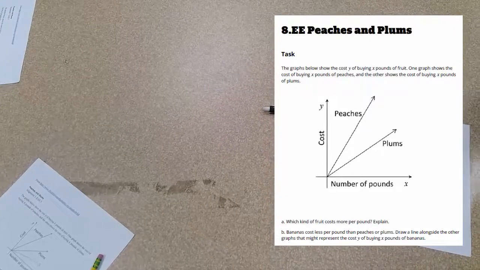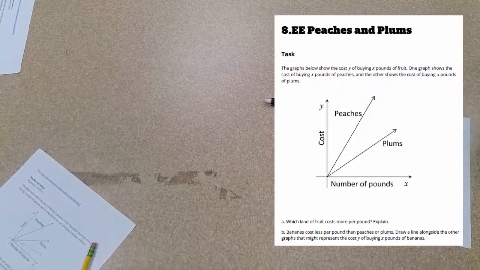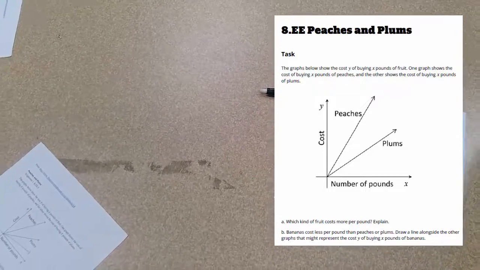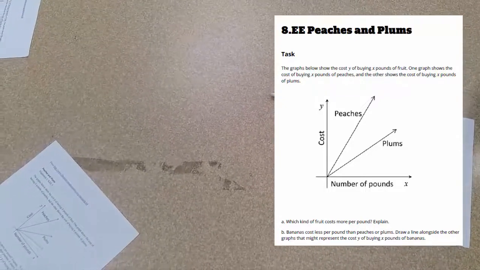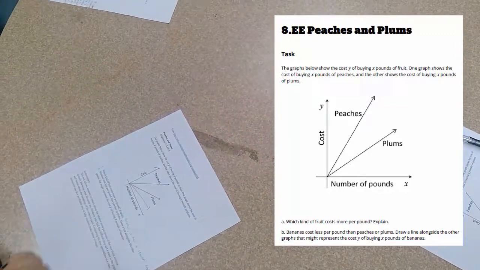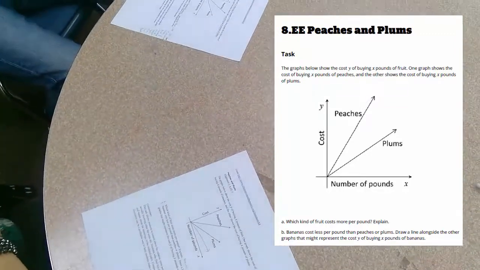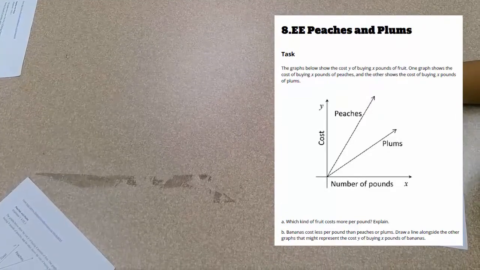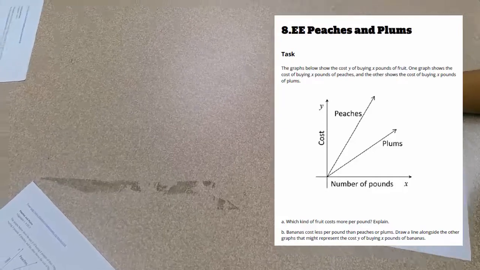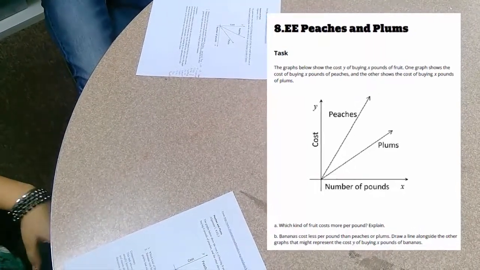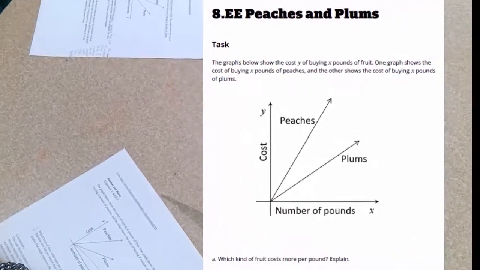Oh, and that the peaches cost more than the plums overall in the y and x-axis. Do the peaches always cost more than the plums? Yes. How do you know? The line is steeper. Well, the lines will never intersect. How do you know that? Because it's a way steeper line. So as the x increases, the x and y increase more than the plums.